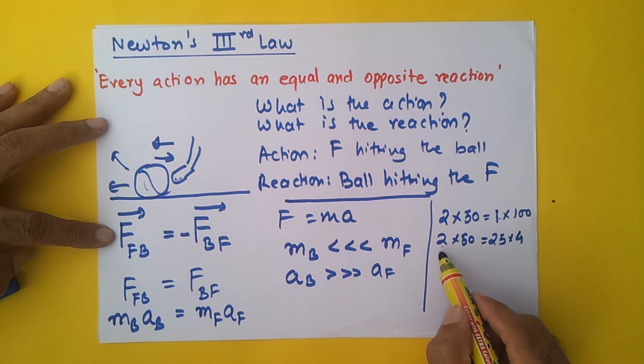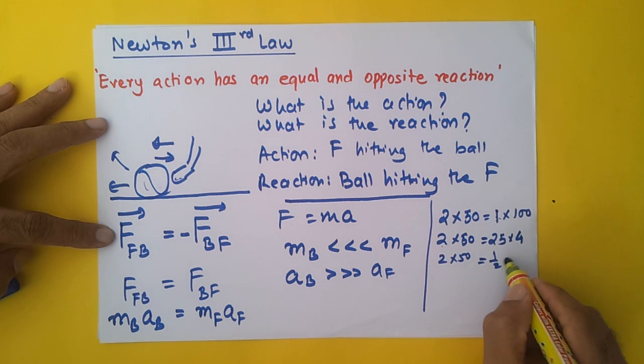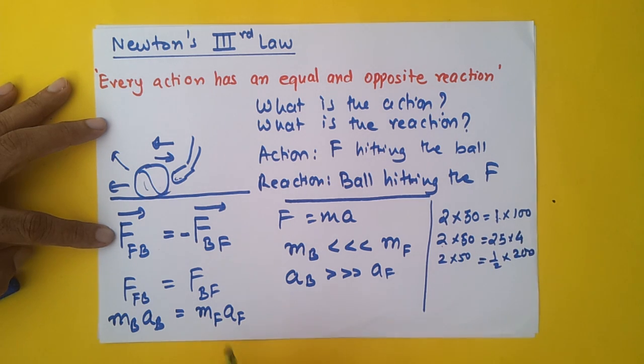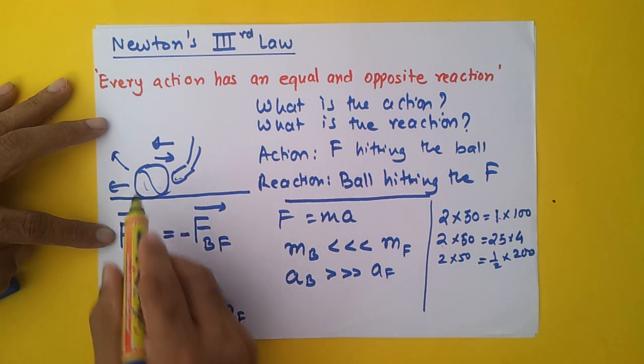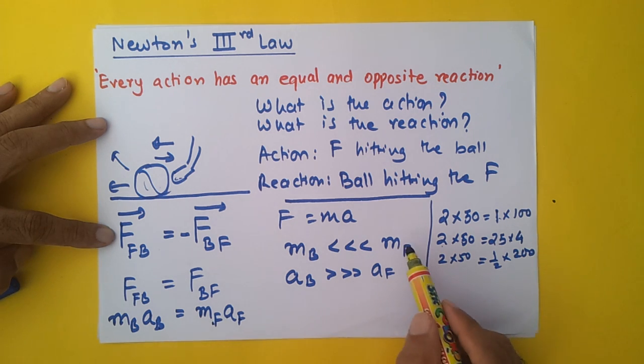Conversely, if I decrease this number, for example, if I take 2 into 50 and I take this as half, from 2 I make it very, very small, then this number would become 200. So if this MB is very, very small as compared to MF, then AB has to be very, very large as compared to AF. And that is what we see. We see the ball flying off, we see the ball accelerating, whereas we don't see the footballer accelerating. The reason is because it has got a very large mass.